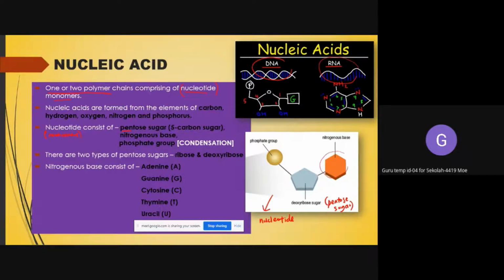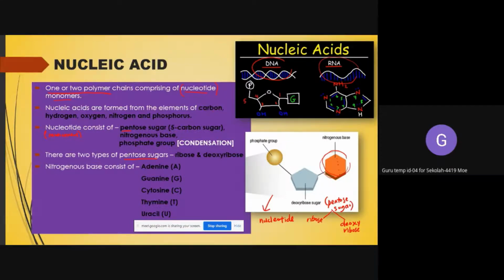So there are two types of pentose sugar. Pentose sugar ni ada dua jenis, ribose and deoxyribose. Nitrogenous base ni pula consists of adenine, guanine, cytosine, thymine and uracil. So nitrogenous base ni dia ada banyak dia punya nama lah. Adenine, guanine, cytosine, thymine and uracil.